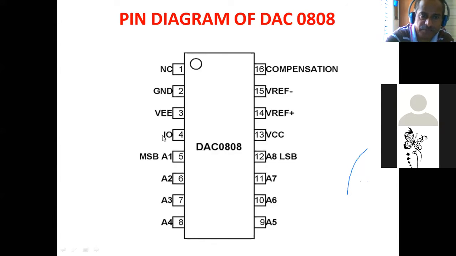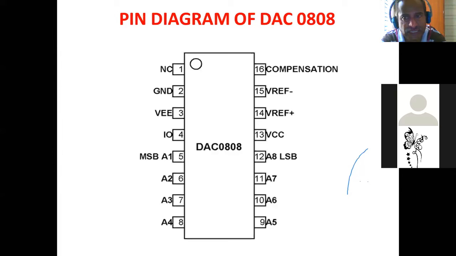And IO, pin number 4, gives output current. We are given the formula: IO is equal to I reference. According to that formula, we get an output current at pin number 4. Here we get a current, not voltage. So this current must be converted into voltage using an op-amp current to voltage converter. Now pins number 5, 6, 7, and up to pin number 12.